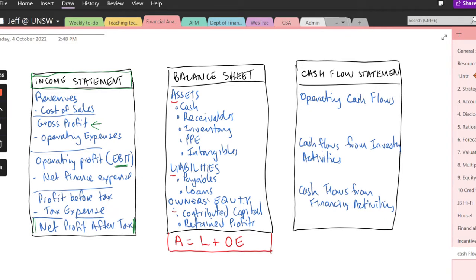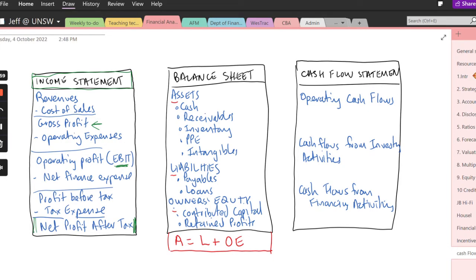So that's going down the income statement. So net profit after tax is bottom line earnings. I'll come back to that in a second.